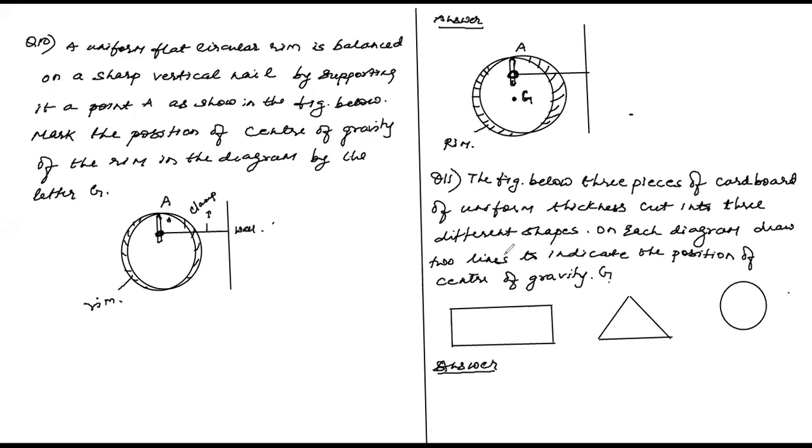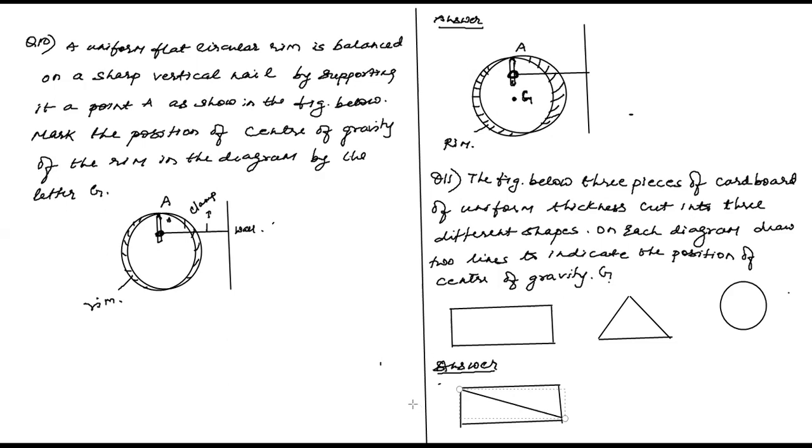Question number 11: the figure below shows 3 pieces of cardboard of uniform thickness cut into 3 different shapes. On each diagram, draw 2 lines to indicate the position of center of gravity. The first one is rectangular in shape. In a rectangle, the point of intersection of the diagonals gives the center of gravity. So I just draw the 2 diagonals. I have to draw 2 lines and the point of intersection is the center of gravity.